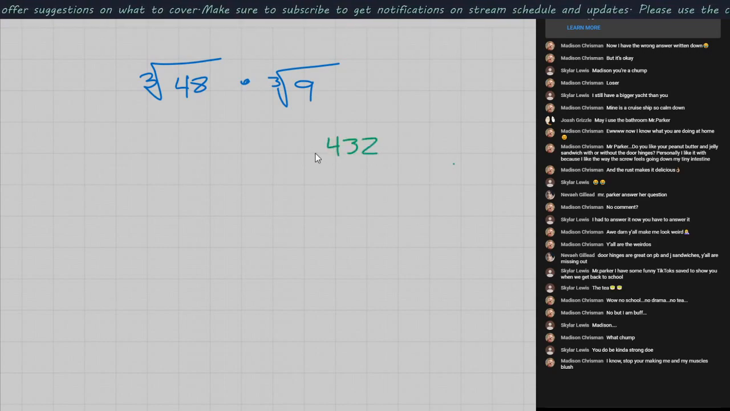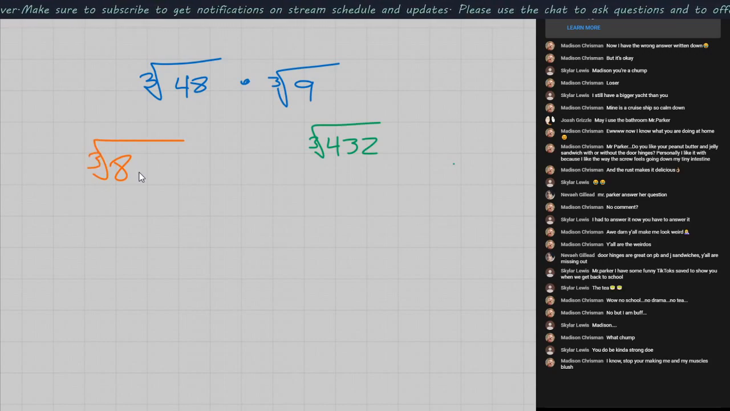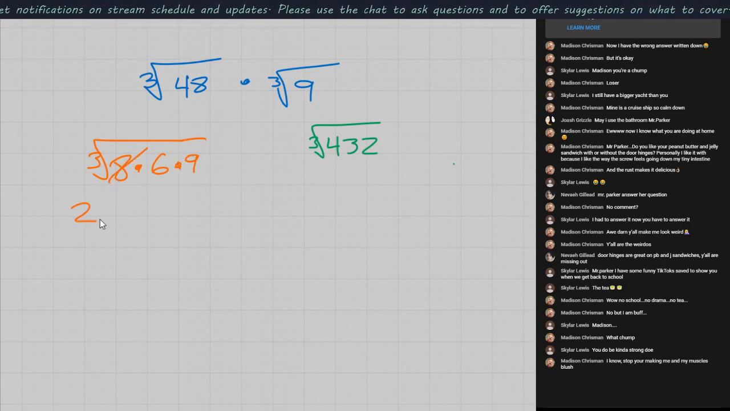432 cube rooted, or you could have factored out the 48, that is 8, because that's a perfect cube, times 6, times, I'm going to go ahead and put this underneath, times 9, just put them all together. Cube root of 8 is 2. 6 times 9 is going to be 54.